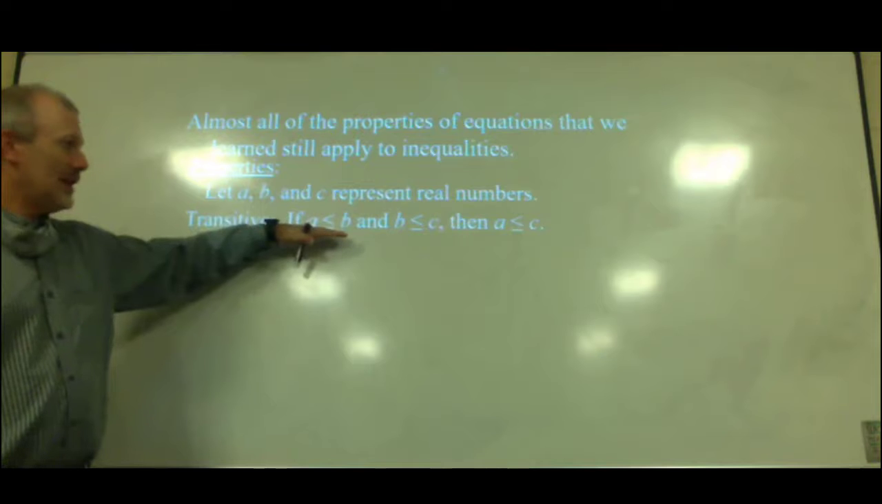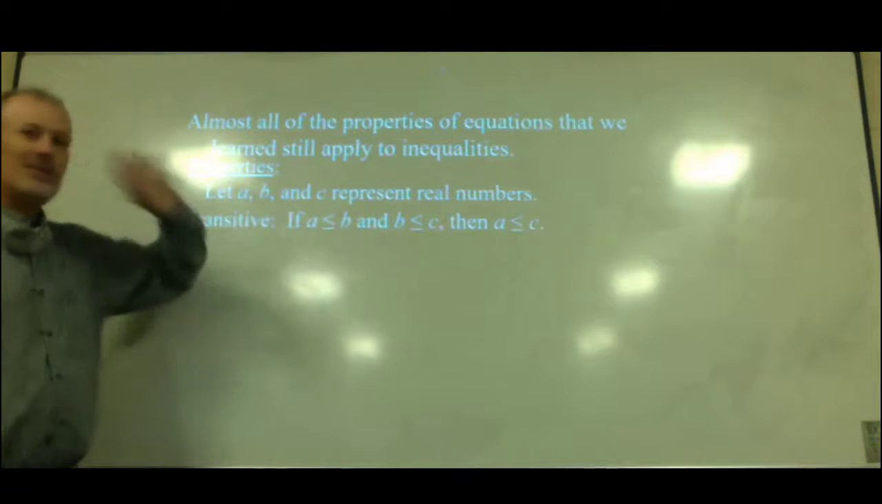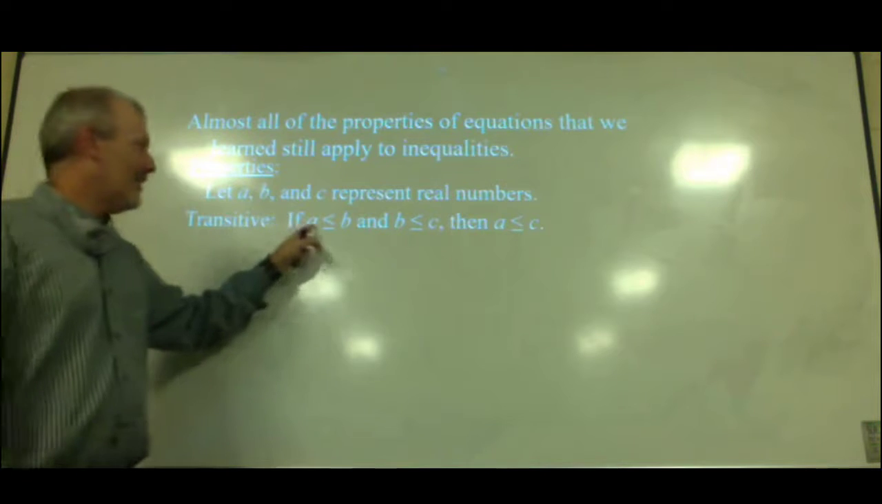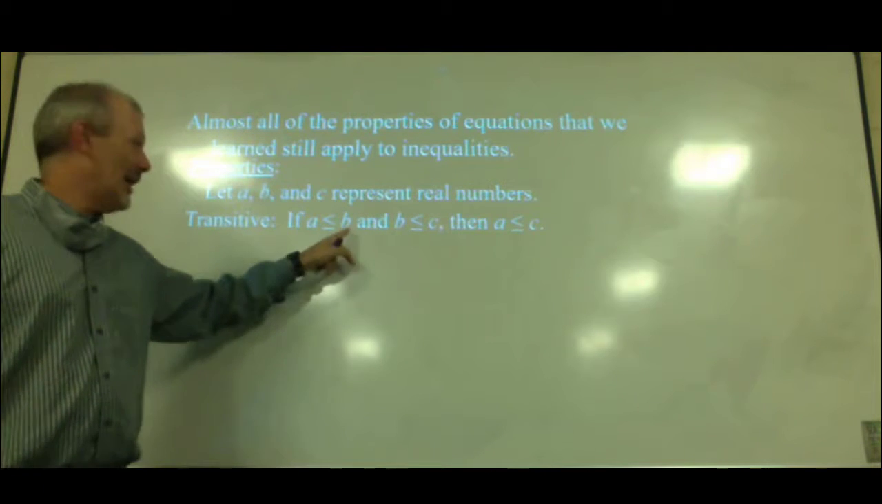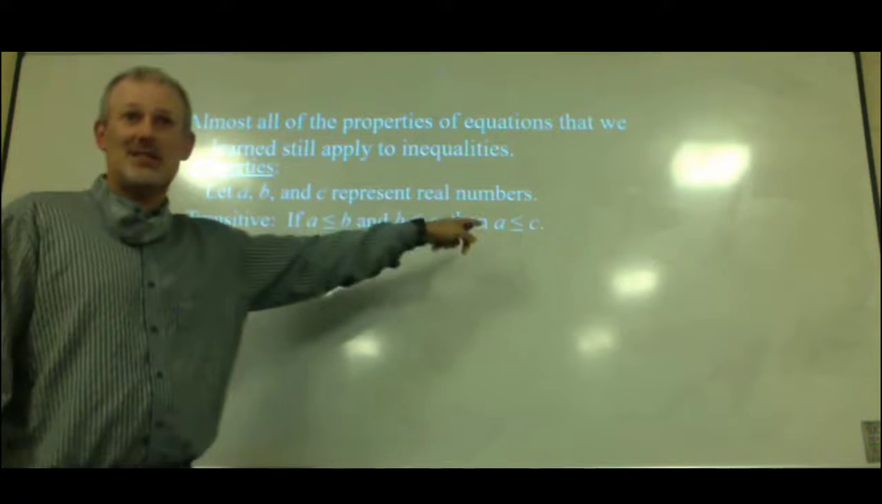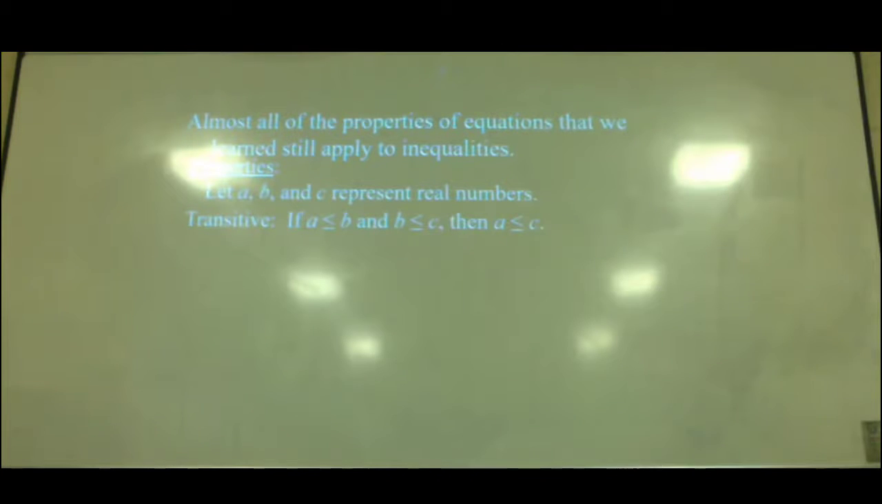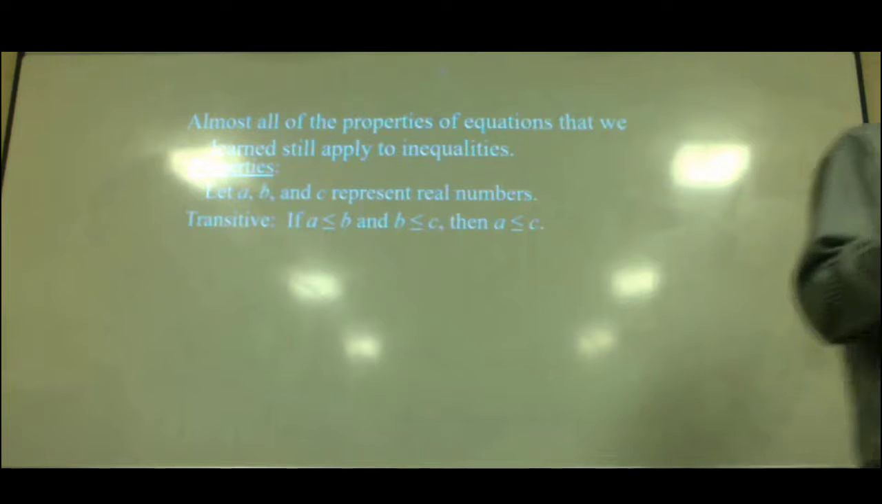If you've got an inequality, oh, this is the transitive one. Okay, so see if this makes sense to you. If A is less than or equal to B, and then B is less than or equal to C, doesn't it make sense that A would have to be less than or equal to C? So let's see if we can put some numbers to it, or not necessarily numbers, but just a picture.